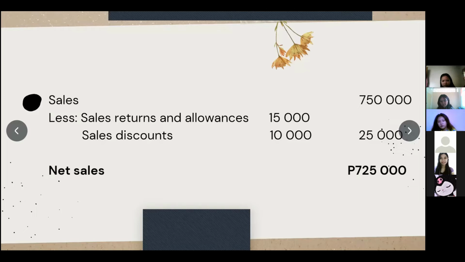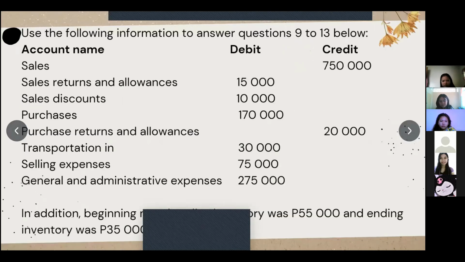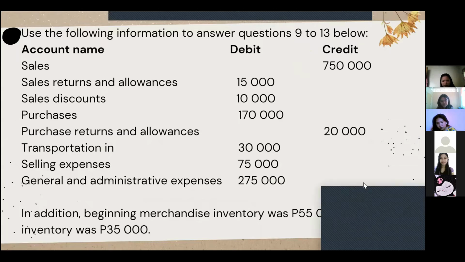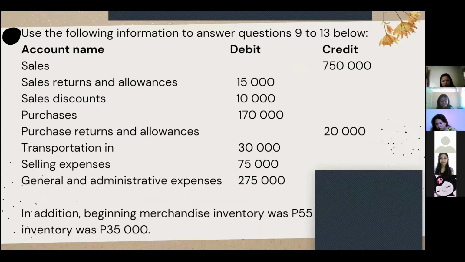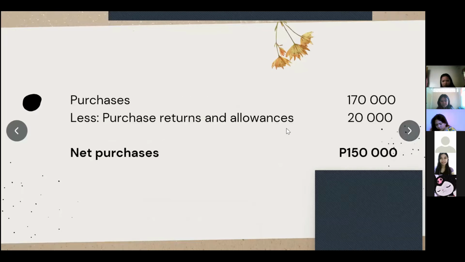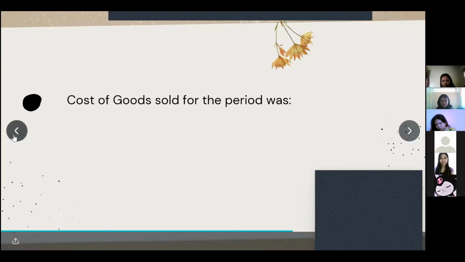Next naman tayo ay net purchases. Sa purchases naman tayo. Balik tayo sa problem. Net purchases. Ayan, 150,000, tama. 170,000, less mo lang yung purchase returns and allowances, which is 20,000. Cost of goods sold naman tayo. Cost of goods sold for the period.